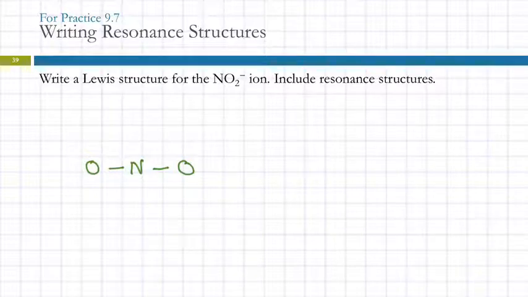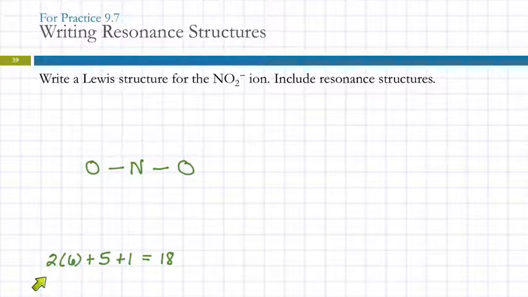Counting up valence electrons. We have two oxygens, each 6, and nitrogen has 5, plus 1 for the negative charge, and so 18. Especially on an exam, use your calculator to do that, or at least to check your mental math, because it's a shame to get something wrong just because you added badly. Okay, so 18 electrons. Well, there's 2, 4, 6, 8, 10, 12, 14, 16, 18.